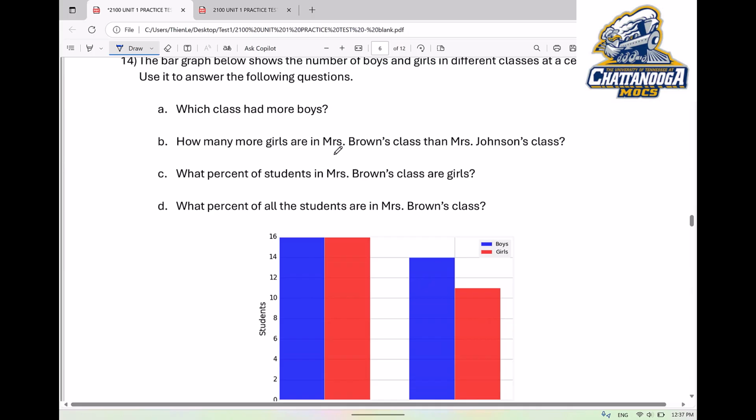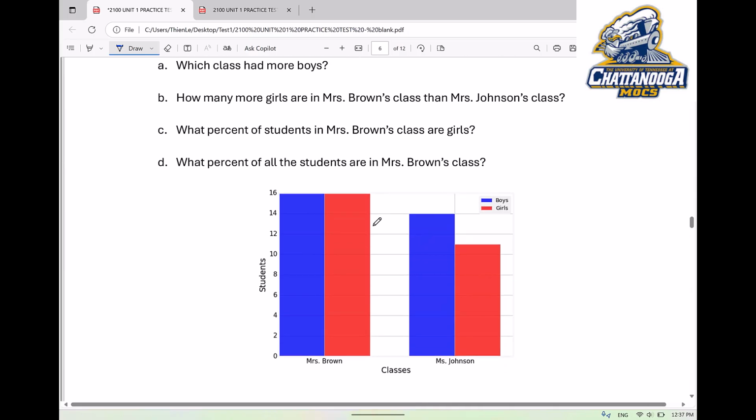How many more girls are in Mr. Brown's class than Mr. Johnson's? So Mr. Brown, you have 16, right? Johnson, you only have 11, right? What percent of students in Mr. Brown's class are girls? So for Mr. Brown, you see that boys and girls are the same, right? So which is 50% girls, 50% boys.